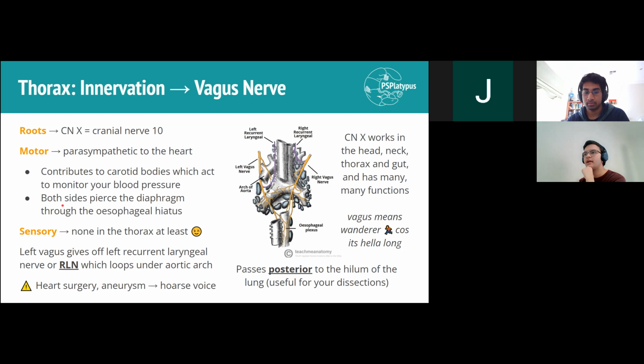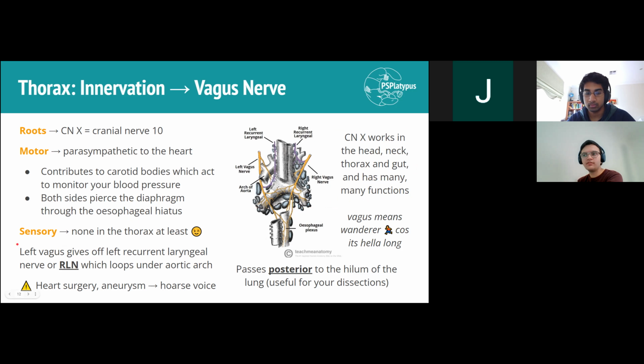And both of the sides will pierce through the diaphragm through one hiatus called the esophageal hiatus. And so I said, remember, esophagus and vagus, they go together. And sensory, there's none, at least in the thorax. So there's, as I kind of allude to here, the vagus nerve has many, many functions. It works in the head, the neck, the thorax, and it also goes down to the gut, which you will see in abdomen. So there are many functions, which is why I've only said in the thorax there's no sensory.